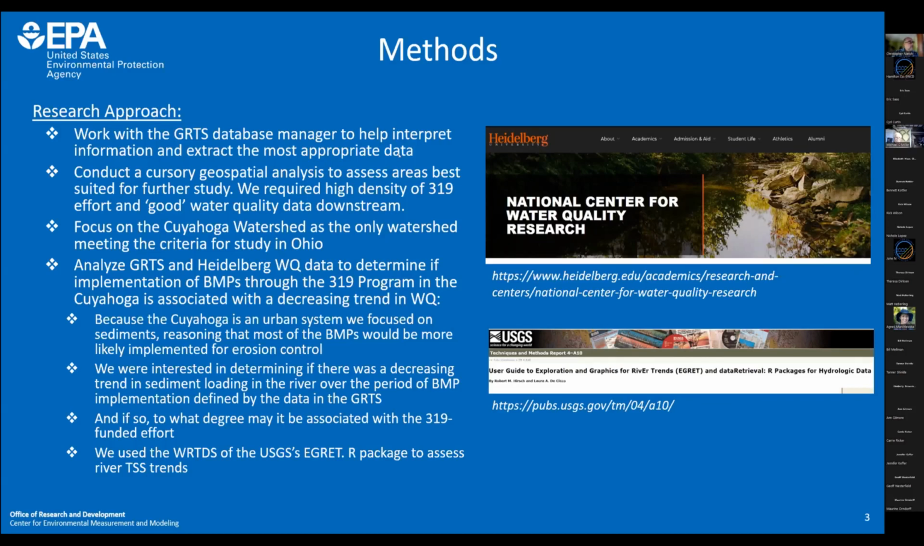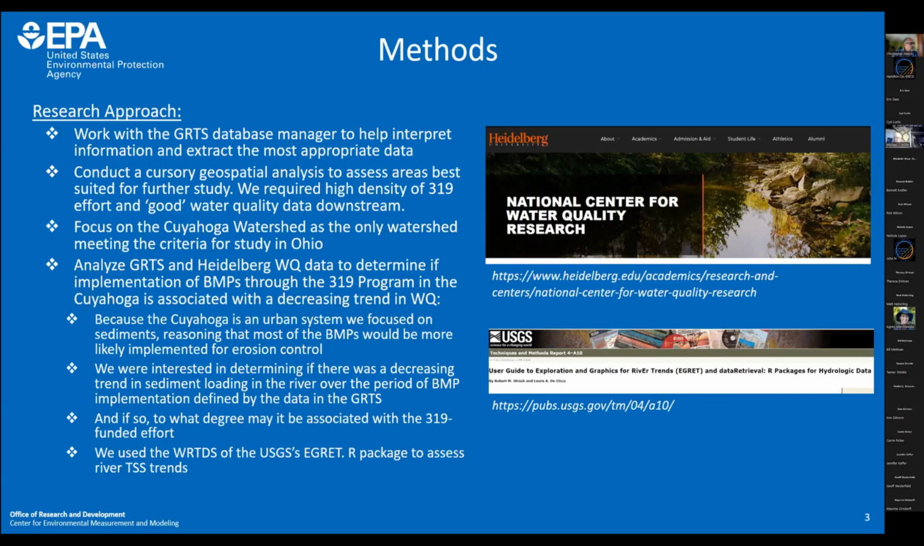And that really turned out to be really only one place in Ohio that we thought we could try to pull this off. And that was in the Cuyahoga watershed, as the only watershed meeting the criteria. And then we analyzed the GRITS, and we paired it with Heidelberg water quality data for the Cuyahoga station in Independence, Ohio, to determine if implementation of BMPs through the 319 program is associated with decreasing trends in water quality.